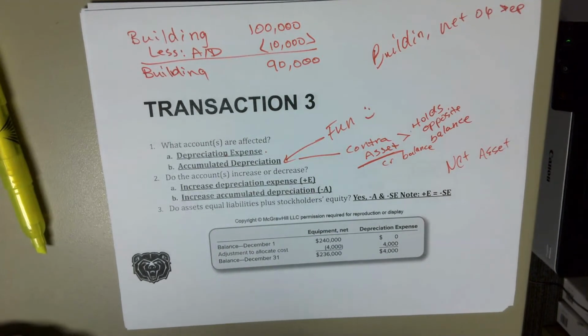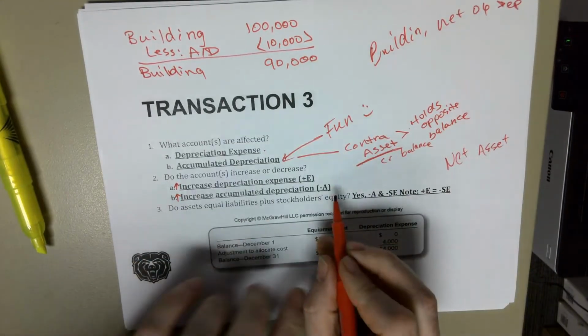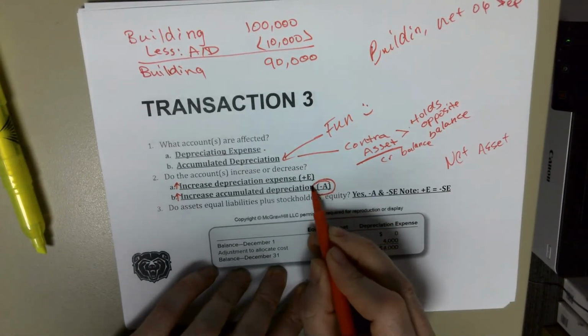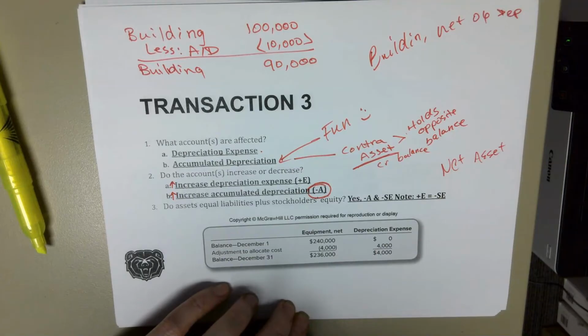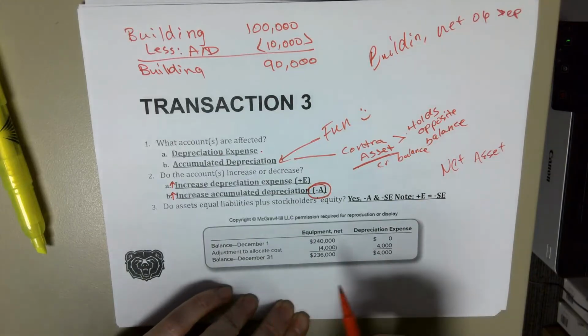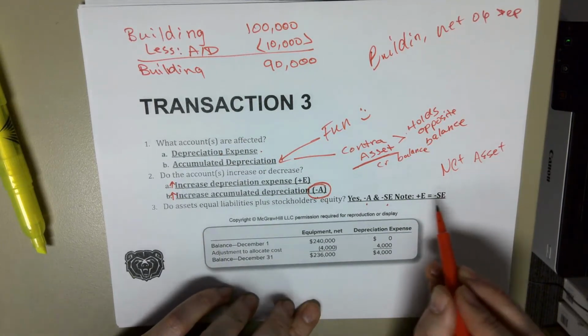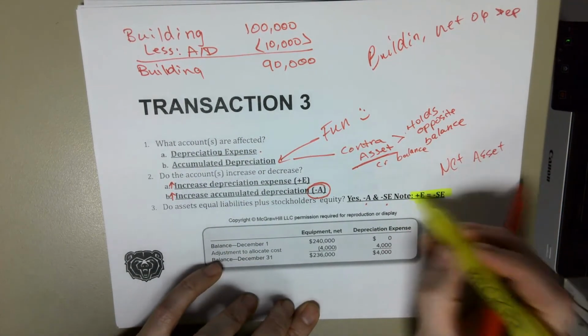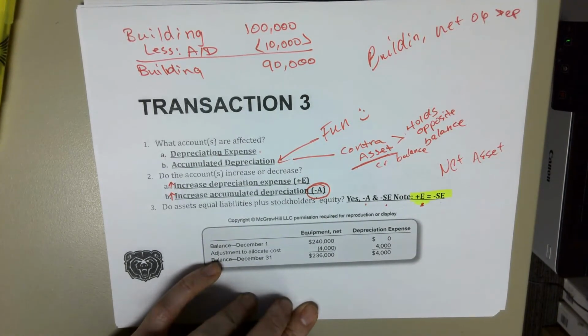Now, do these accounts increase or decrease? Well, we're going to increase depreciation expense, and we're also going to increase accumulated depreciation. These are both increases. But you'll notice here that an increase to accumulated depreciation is actually a decrease to assets. So, do assets equal liabilities plus stockholders' equity? Yeah, they sure do. We have a decrease to assets and an equal decrease to stockholders' equity. Again, we put this note in here for you to be careful, because your increase in expenses is actually a decrease in stockholders' equity.